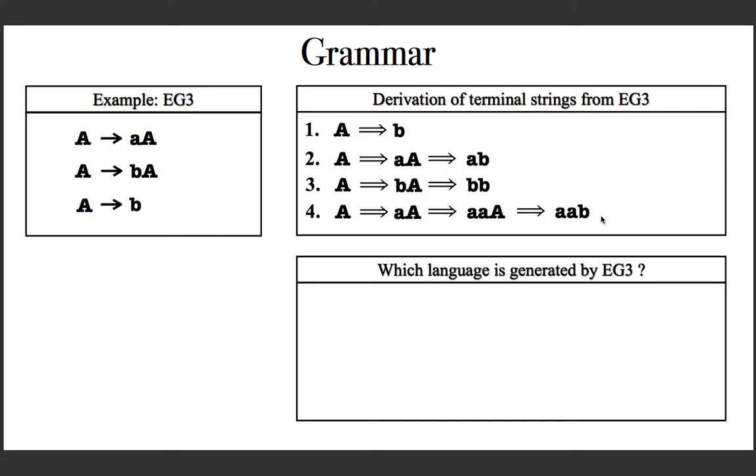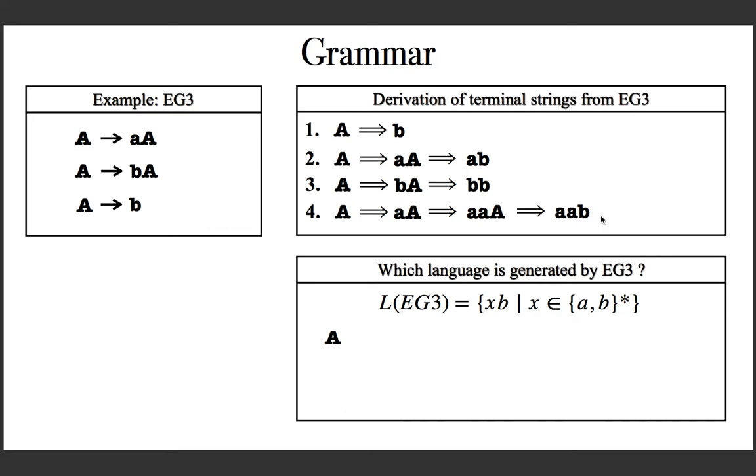By looking at the 4 strings derived, can you generalize and say what kind of string is accepted? The language is the set of all strings ending with b. If you recall, in the previous grammar it was starting with a, and in this case it is ending with b. And intuitively this is correct. Why?